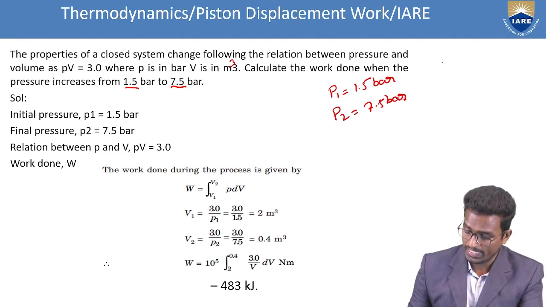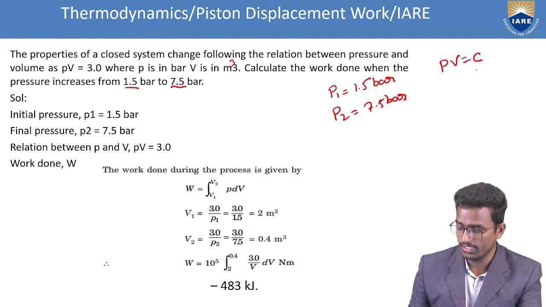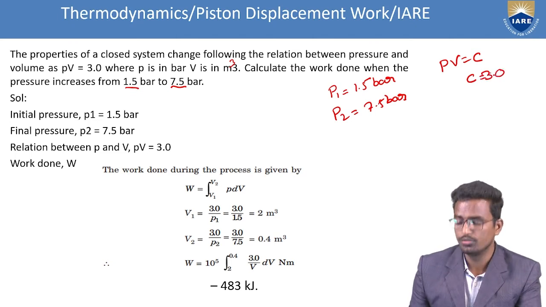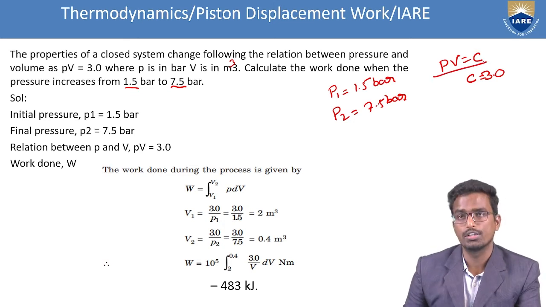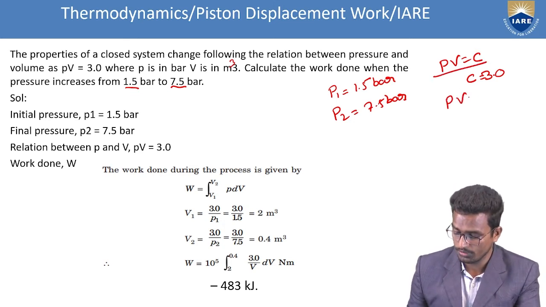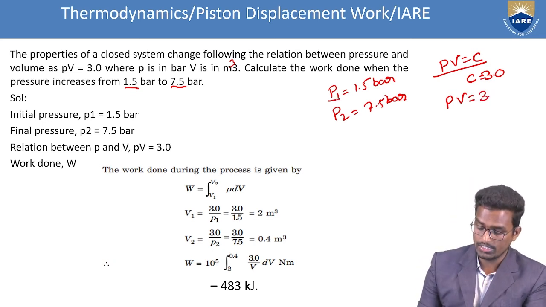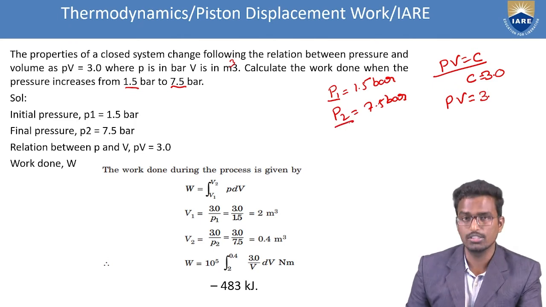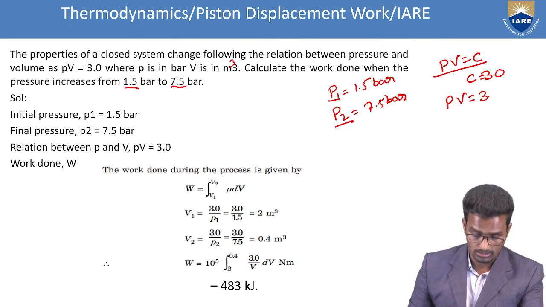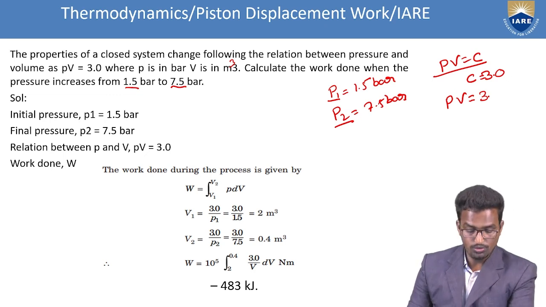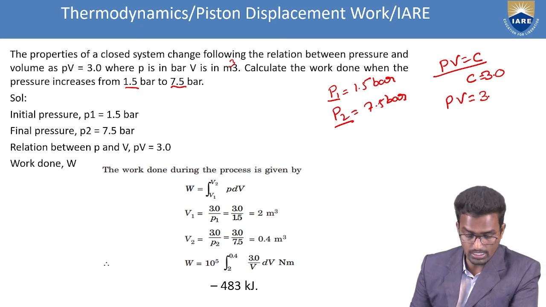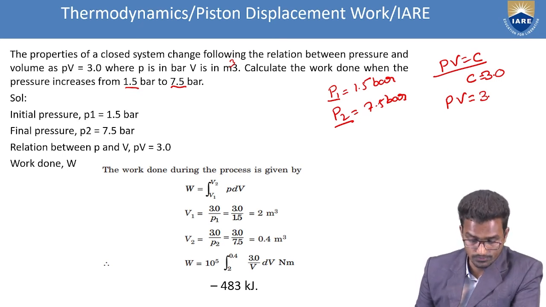But the equation given is PV equals constant. The constant value is 3.0. Understand, right? In the equation PV equals constant, PV is equal to 3. That is, the constant value is 3. And the given initial pressure is 1.5 and the final pressure is 7.5. So the condition given is to find the work done on that. Okay, next.